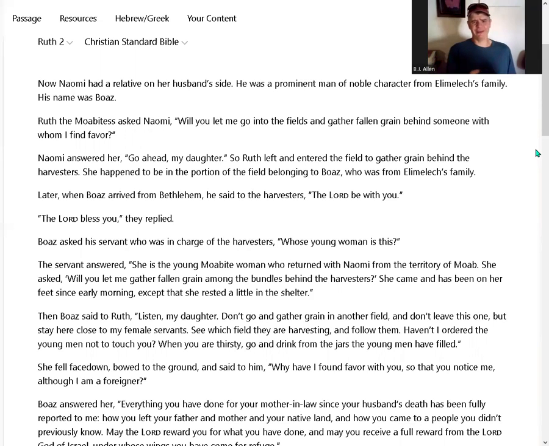Naomi answered her, "Go ahead, my daughter." So Ruth left and entered the field to gather grain behind the harvesters. She happened to be in the portion of the field belonging to Boaz, who was from Elimelech's family. Later, when Boaz arrived from Bethlehem, he said to the harvesters, "The Lord be with you." "The Lord bless you," they replied.